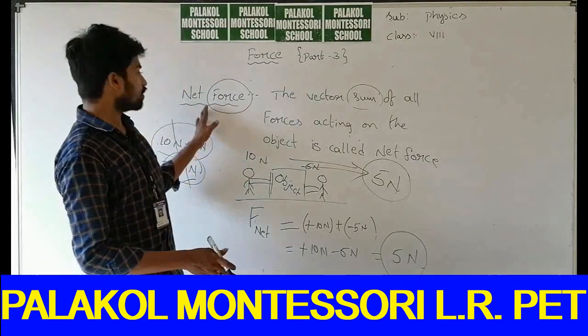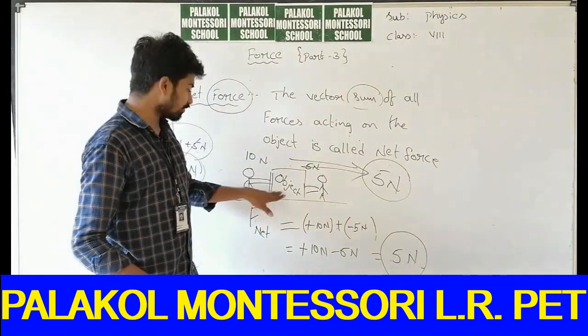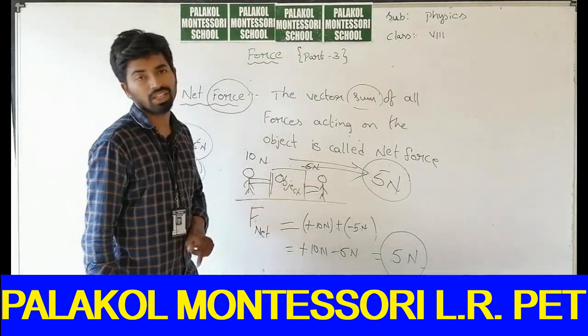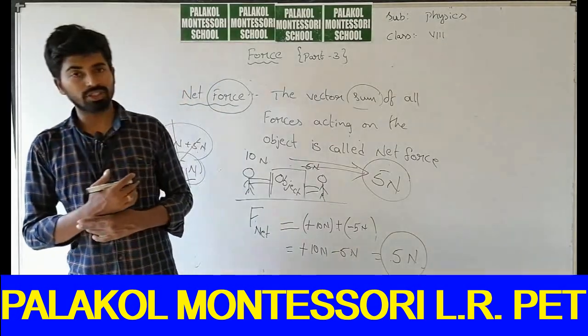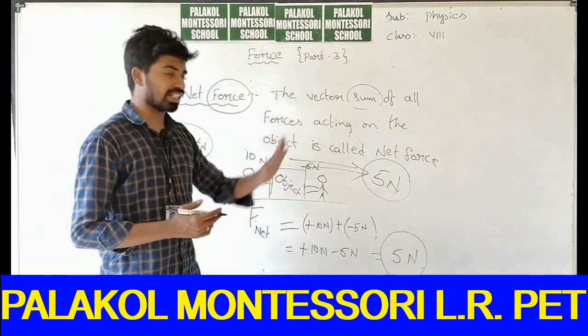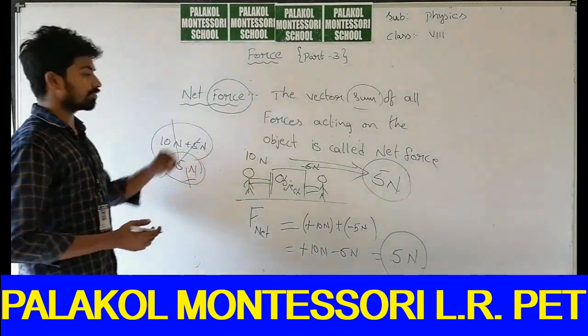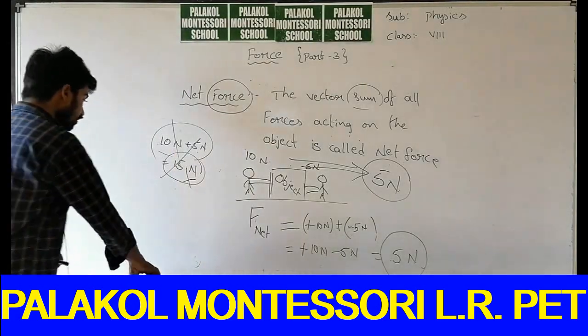So what is net force? The vector sum of all the forces. Here 2 forces are acting on it. The vector sum of all the forces acting on the object is called net force. Okay.